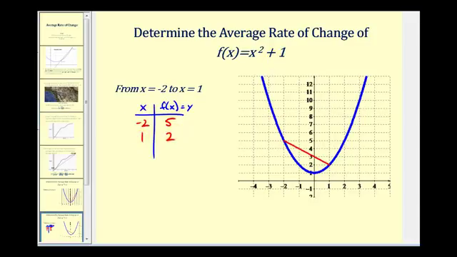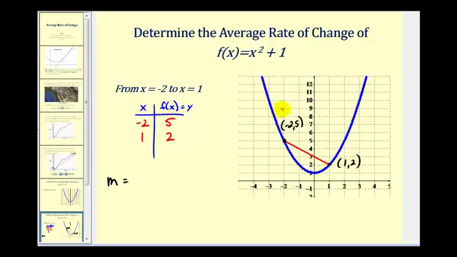Again, we can verify that over here on the graph. Here's the point -2, 5, and here's the point 1, 2. Notice how the slope of this segment that would be contained within the secant line is now going downhill and therefore negative. Therefore, the average rate of change of this function from -2 to 1 is negative. So now we just need to determine the slope of the secant line passing through these 2 points.